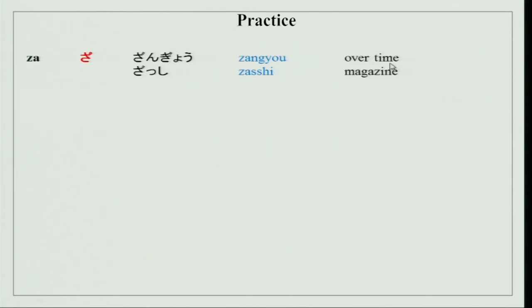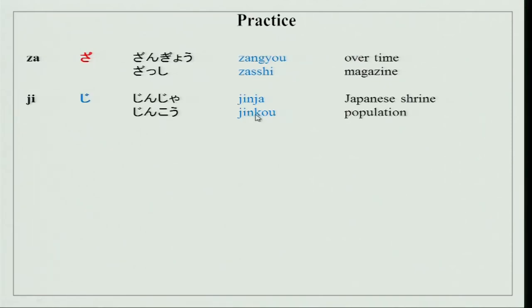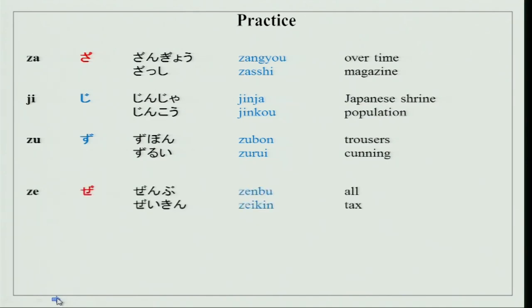Now to the vocabulary part. Za, zangyo, zangyo is overtime as you can see. Zashi, zashi is magazine. Jinja, jinja, you can see the meanings over here in English. Jinko, jinko, population. Zubon, zurui, zurui is cunning, zenbu, zeikin, and in the end we have zo, zo, elephant. And zori, zori are flat sandals which the Japanese wear.